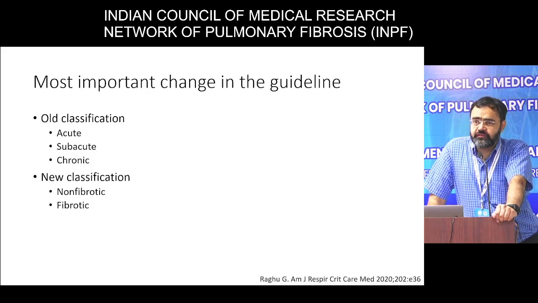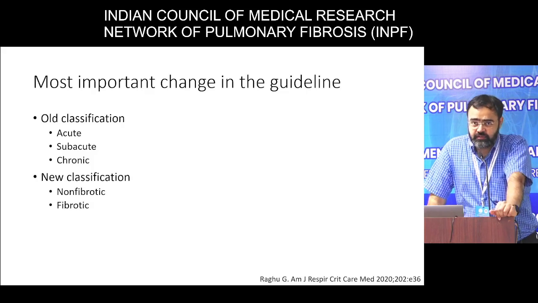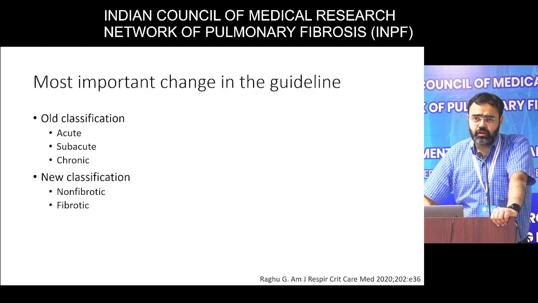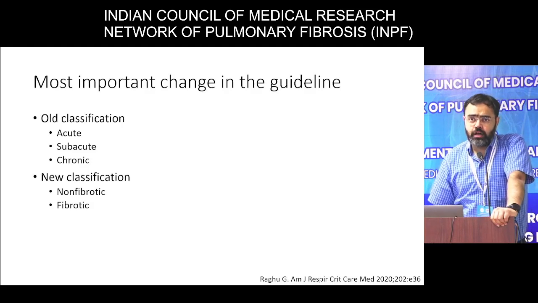But the new classification is just to divide it between non-fibrotic and fibrotic HP, because sometimes the history of exposure and the duration of symptoms history is not very reliable. So just taking the cutoff of 6 months, which was previously taken to divide subacute and chronic HP, is not good enough to really understand the real clinical implications of that particular category of HP.